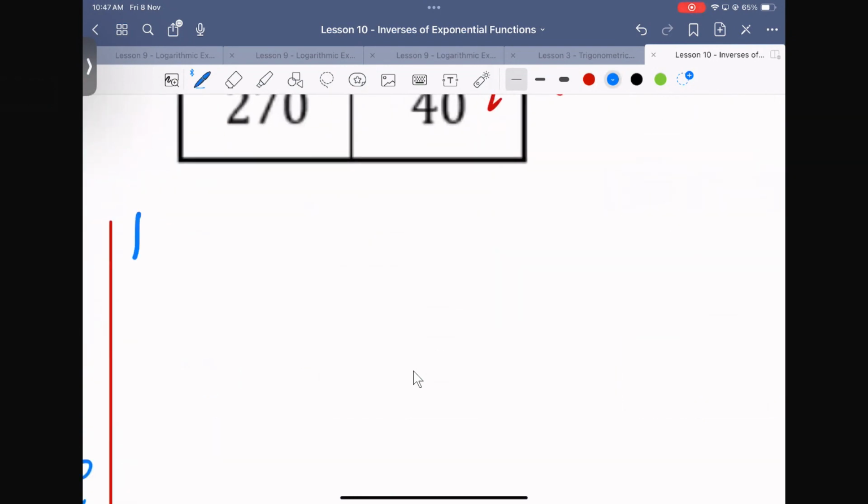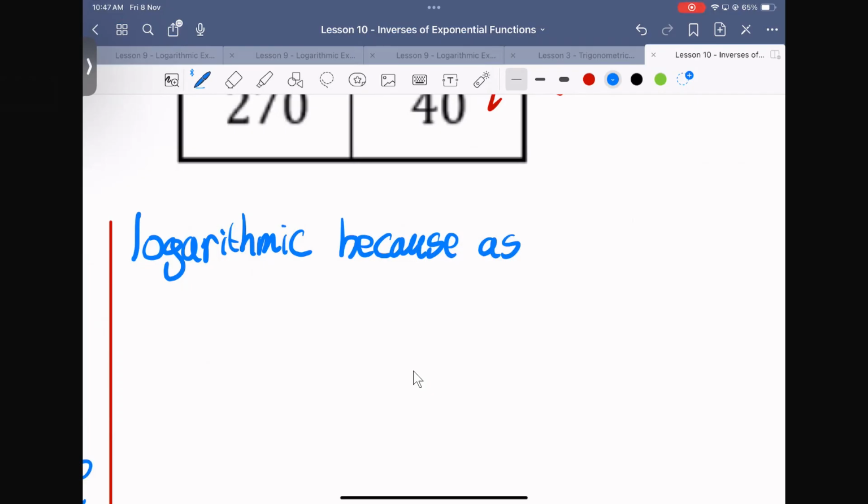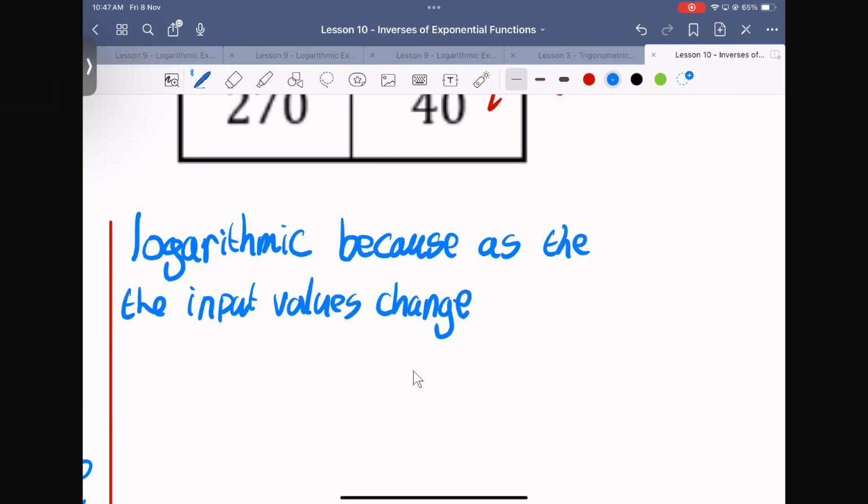This one is logarithmic, because, should we use the phrasing additively and multiplicatively? Yes, it sounds cool. Judy, are you going to go for it? As the input values change additively.